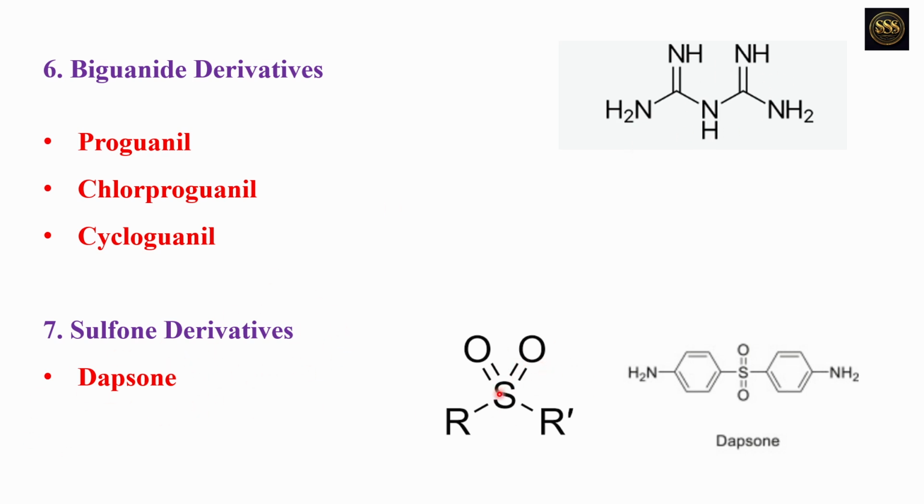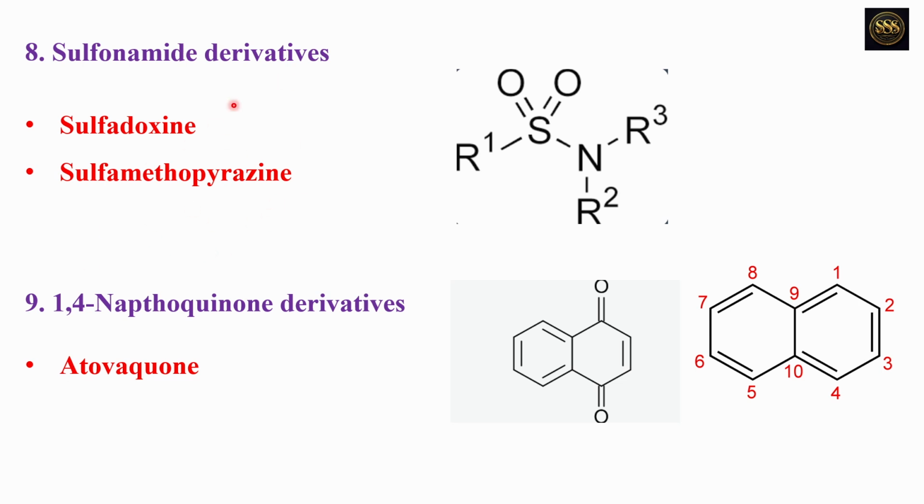Dapsone, here you can see R and R dash, right? These two R groups constitute an aminophenyl group. In the two R positions, you can see an aminophenyl group which is attached to SO2. So this is called dapsone, which is a sulfone derivative, which possesses anti-malarial activity. Next is sulfonamide derivatives. Here you can see a sulfur group. Sulfonamide derivatives include sulfadoxine and sulfamethopyrazine. Sulfadoxine and sulfamethopyrazine.